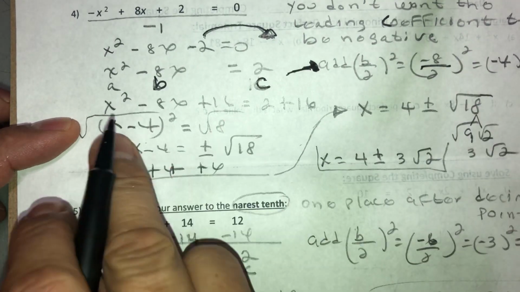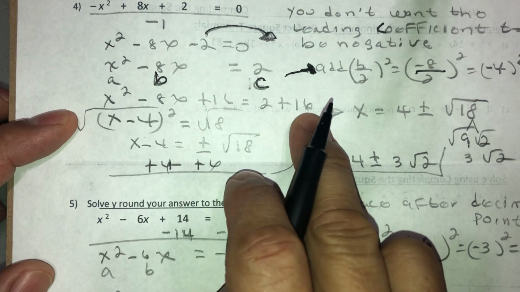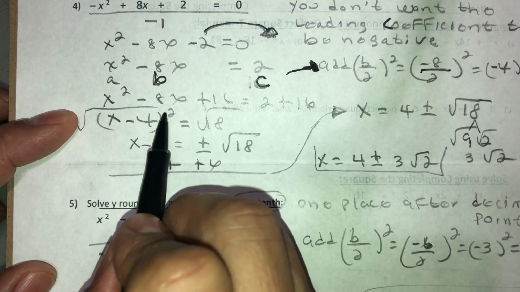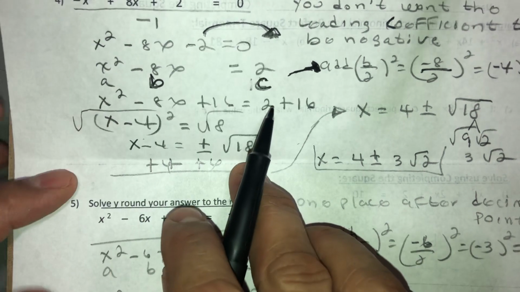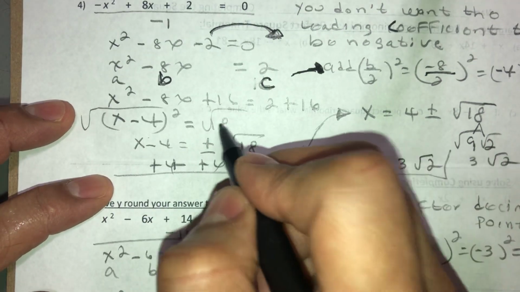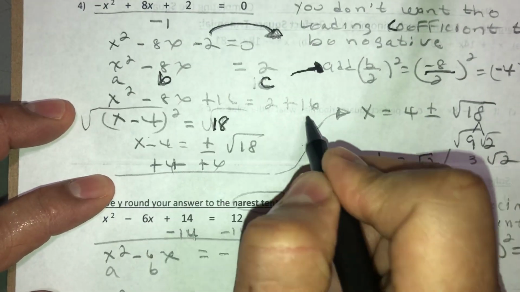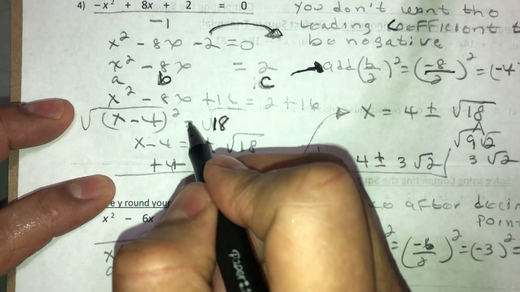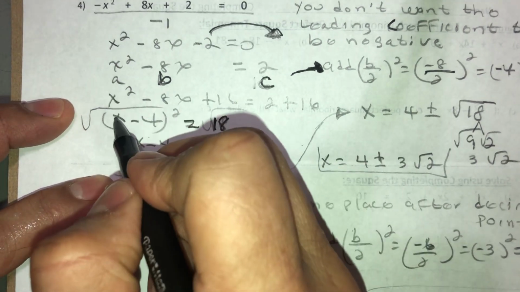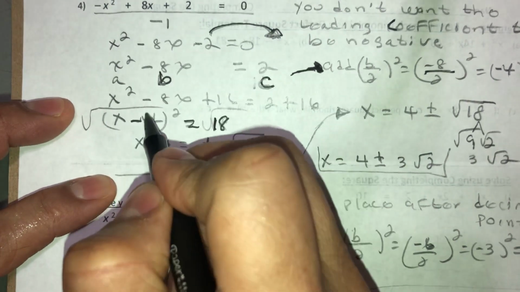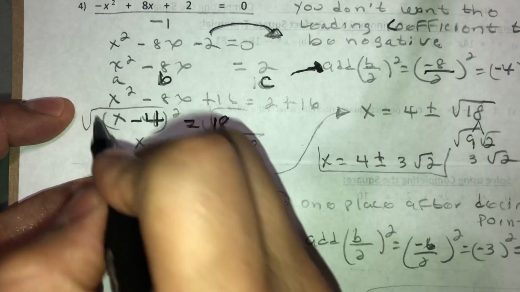So when I do that, I add my plus 16 here and my plus 16 here, and I get a perfect square trinomial here, which is (x - 4) squared = 18, because when I add 2 plus 16, I get 18. Now, after that, you know what the deal is. Keep the x, keep the middle sign, which is negative. Half of 8 is 4, and you just square it.